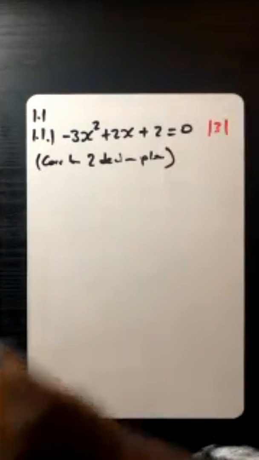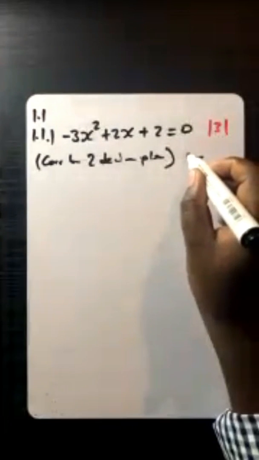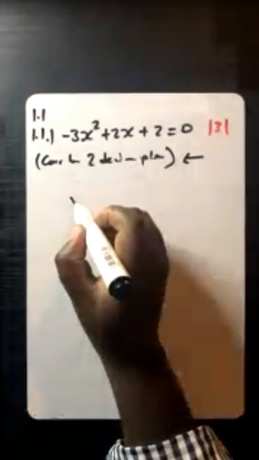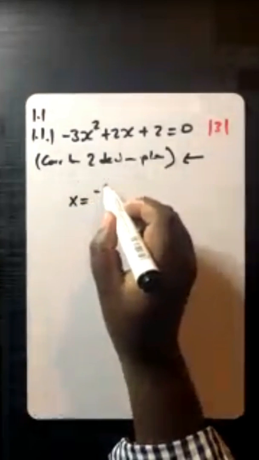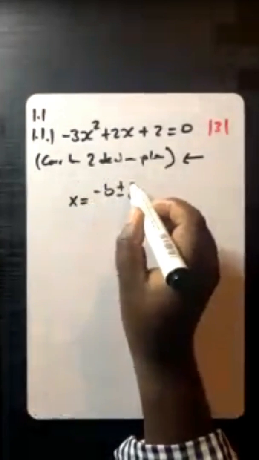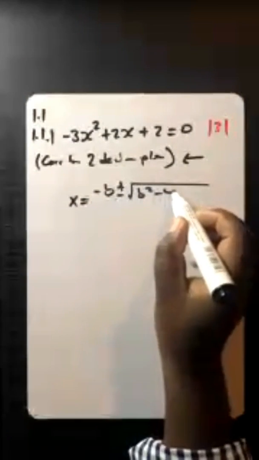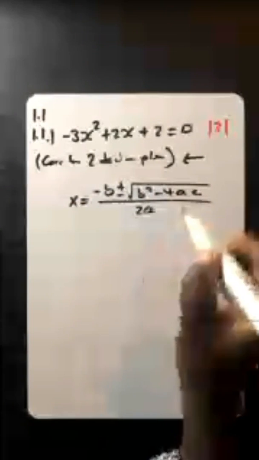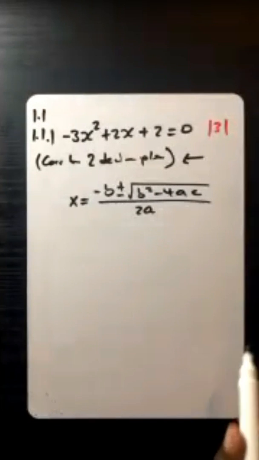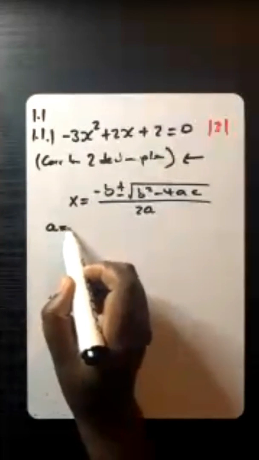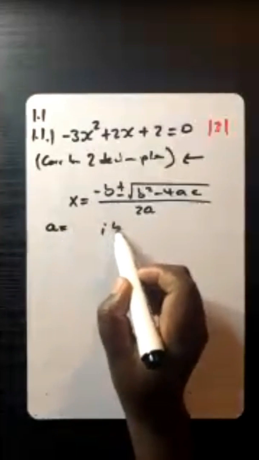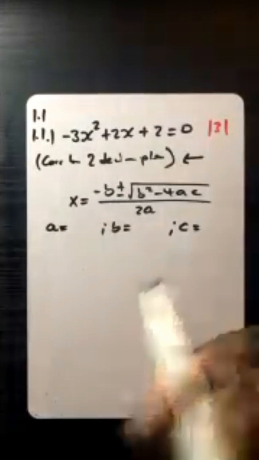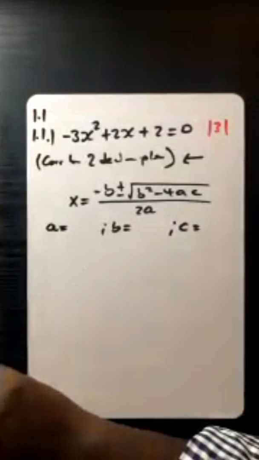And most importantly, because they said correct to 2 decimal places, it's an indication that you must use that formula that I always say, you must know it by heart, because at tertiary, you will still be using this formula, guys. So we need to know the value of A. We need to know the value of B. We need to know the value of C.